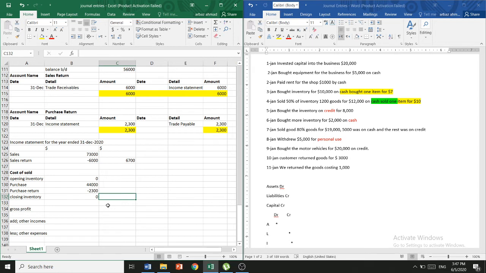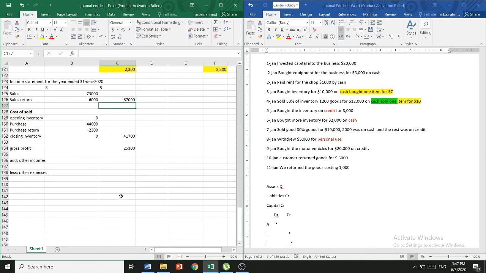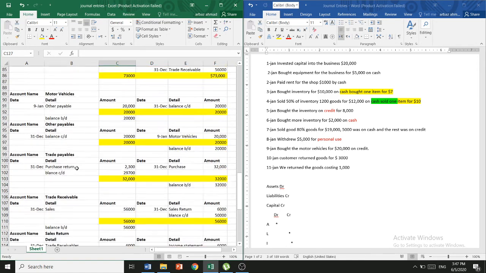Moving on with this, it will be 41,700, I guess, and this is going to be, nope, nope, that's for sum. I have to minus this, therefore I will use the equal sign, this minus this. This is supposed to be 67,000. Okay, so we have the gross profit of 25,300.